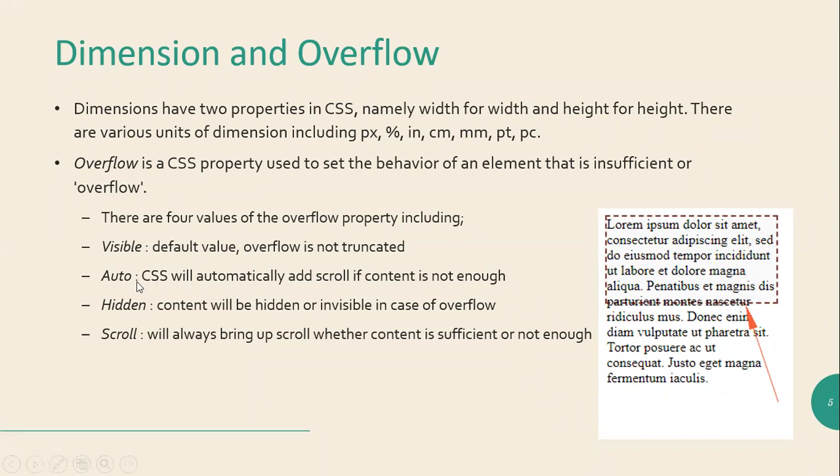The second is auto. It will add a scroll if the content is overflowing. And hidden: if hidden and we have overflow content like this, it will disappear, it will be invisible to see. And the last is scroll. There will always be a scroll whether the content is sufficient or not.